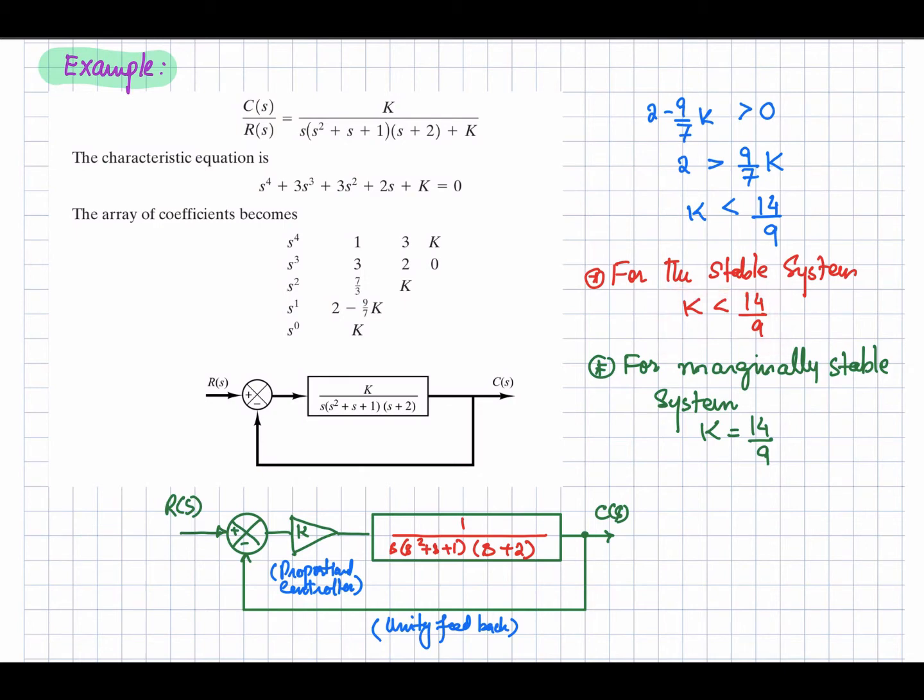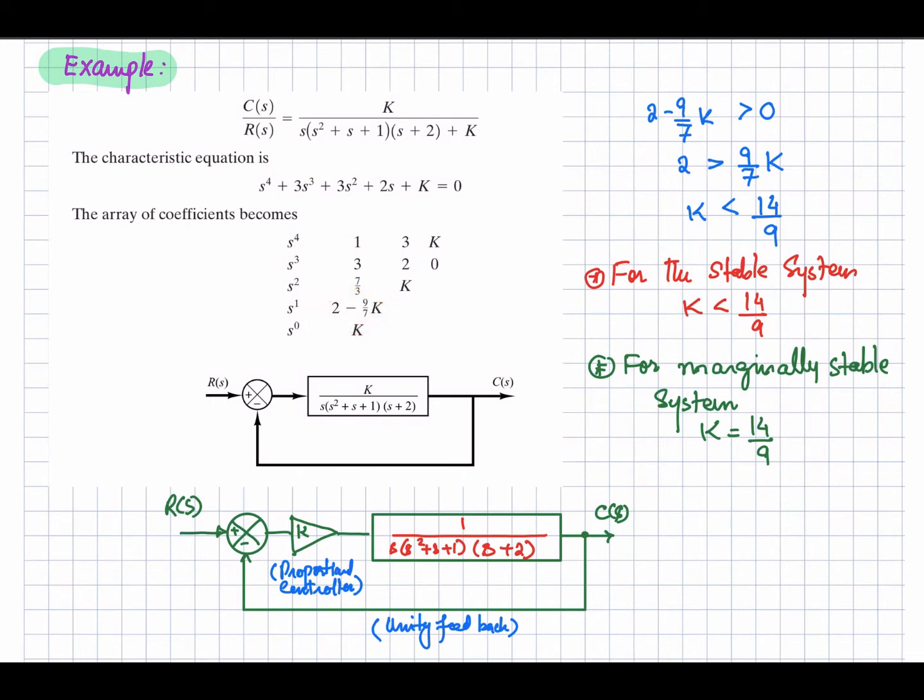And for a marginally stable system, that can be 0, because once this is equal to 0, that means some roots, some poles, lie on the imaginary axis. So if k is equal to 14 by 9, this will be exactly 0. That is the value of k for a marginally stable system.